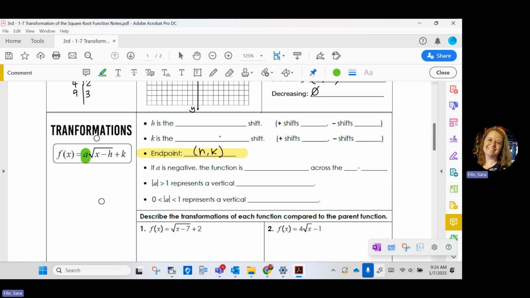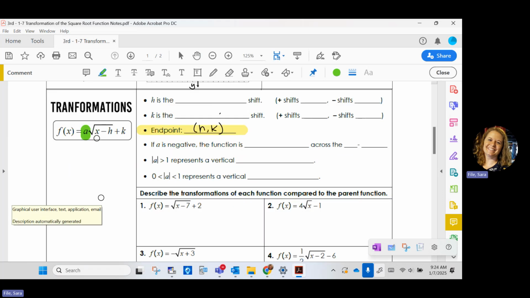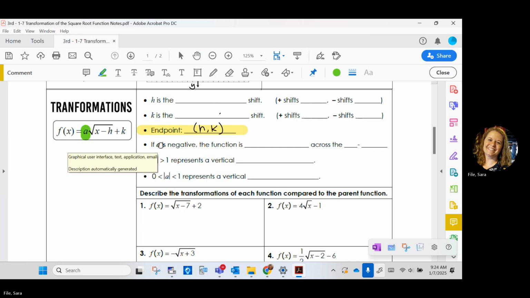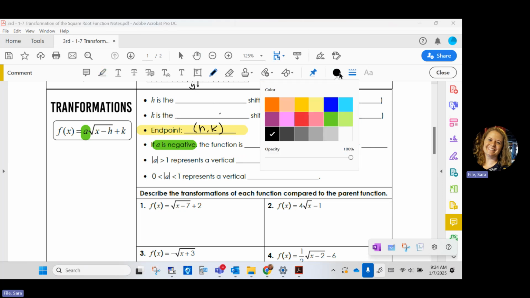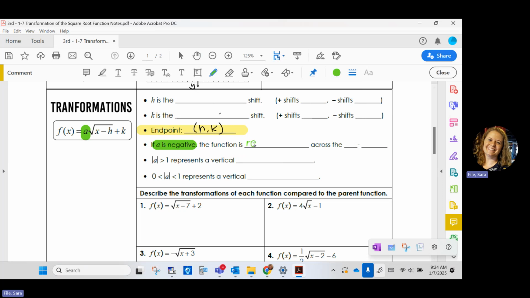So when A is something other than 1, that's when we have a transformation based on A. If it is negative, okay, if A is negative, the graph is going to do what? It's going to flip or reflect over the x-axis. If you need a visual of that, instead of starting at the origin and going up, it would come down this way. It would be decreasing. Okay, it would be flipped upside down.